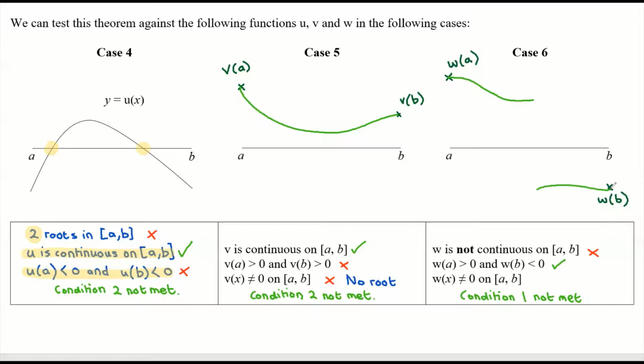So if we just have another look at this, in the first one, we got an even number of roots, which is not supposed to happen, but that's because condition 2 was not met. And in cases 5 and 6, there were no roots at all. And again, one of the conditions was violated. So you can obviously do variations of this, but hopefully that makes some kind of sense.